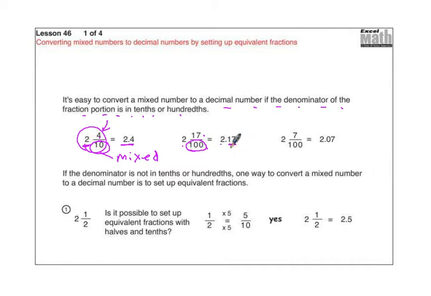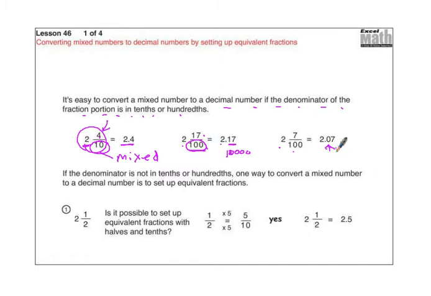Remember that numbers after the decimal point are all going to be numbers that have denominators of 10, 100, 1000, and so on. All these denominators are going to be a 1 with some zeros, or what's called a power of 10. So 17/100, that's really easy to change to a decimal. And 2 and 7/100 is 2.07.